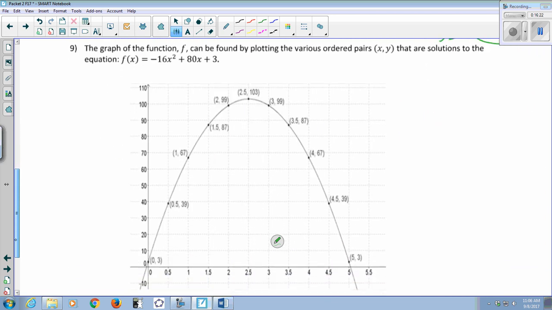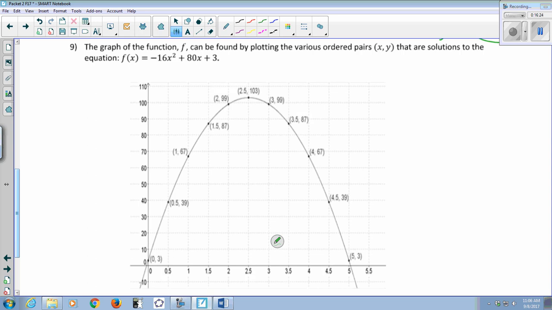The graph of the function can be found by plotting various ordered pairs x, y that are solutions to the equation f of x is negative 16x squared plus 80x plus 3. The points that were in the table are all along that parabola.